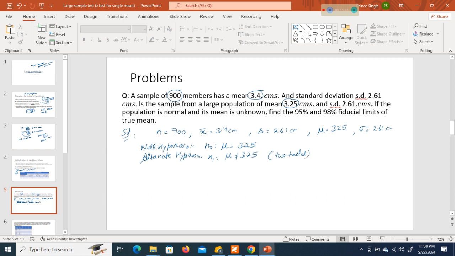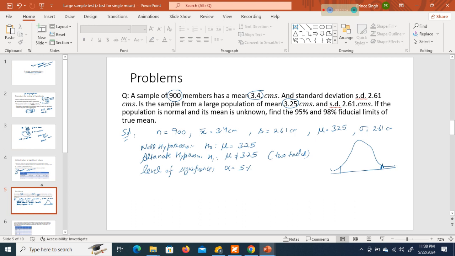Two-tailed alternative means this is the normal curve, so we are going to consider this as a two-tailed test. The next step is the level of significance. In this case the question asks for two different limits, so we can choose any one of them. Generally we choose alpha equal to 5%.